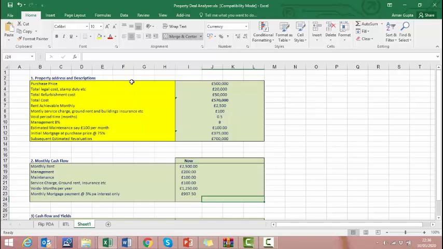So, coming back to this property deal analyzer, you'll see here, number 1, I've taken some assumptions. Let's say the property is worth $500,000. If you're buying a property, then you have some legal costs, MDT.